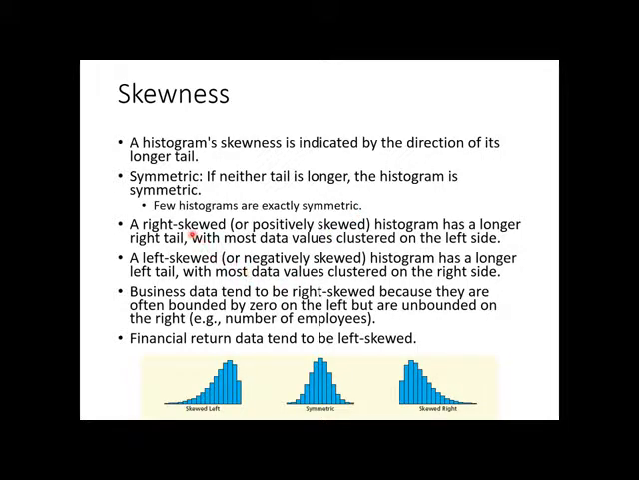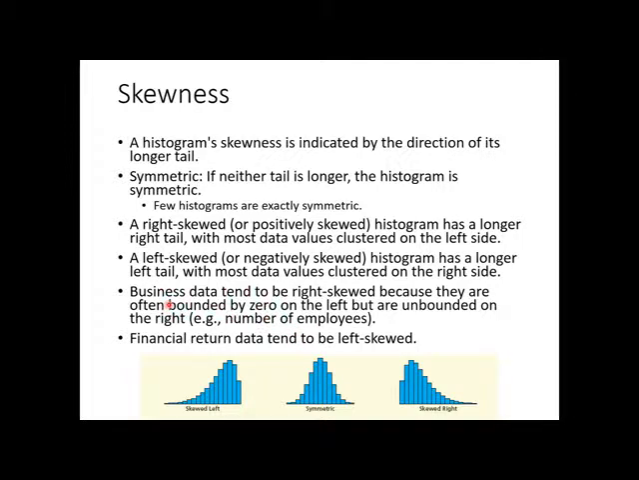Another name for right skewed data is positively skewed. Positively skewed means skewed right, or right skewed data. Negatively skewed means left skewed. So skewed left data is called negatively skewed.